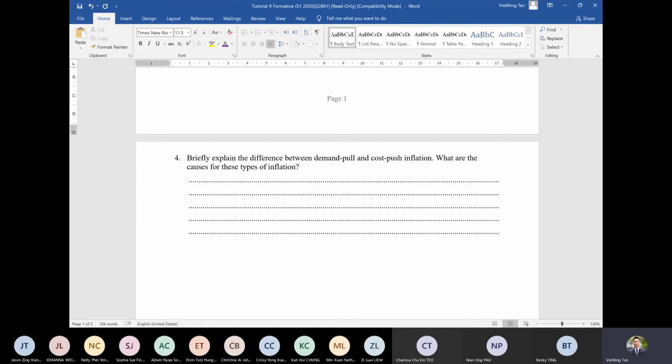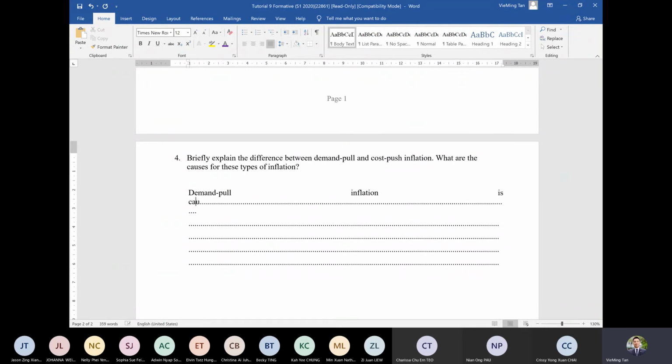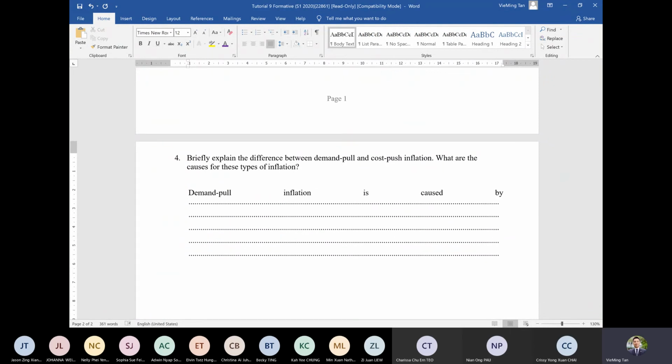Okay, probably we can start. We can start to describe the demand pull inflation. You have to describe what the main causes are. Carissa, Nian already done. Chrissy? Demand pull inflation is caused by the aggregate demand increase. Demand pull inflation, okay, is caused by what? The aggregate demand increase.